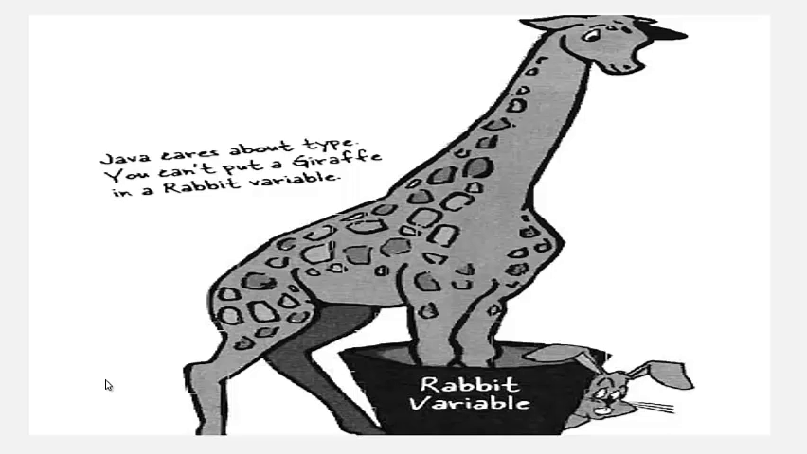But if you want to put a giraffe into a rabbit container, since the giraffe is bigger than the rabbit's container, you have to expand the container of the rabbit. Then only can you put the giraffe into the rabbit container. This is the case with downcasting. When you want to use a long in place of a byte, you have to explicitly typecast the variables.